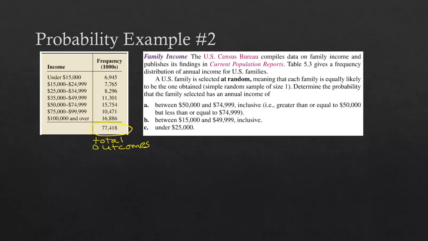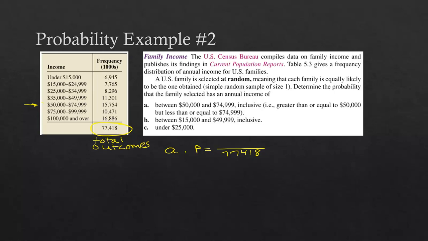So let's look at letter A. Letter A says between 50 and 74,999 inclusive, meaning greater than or equal to 50 but less than or equal to 74. So look at our greater than or equal to 50 would start here, and less than or equal to 74 would be there as well. So what you're looking for, we know our total outcomes. Our total outcomes are 77,418.